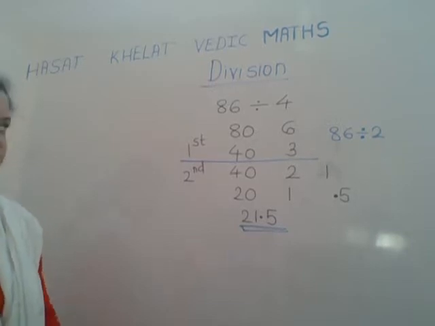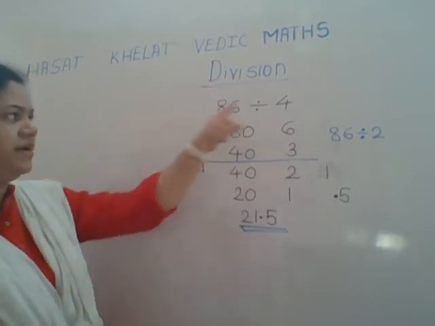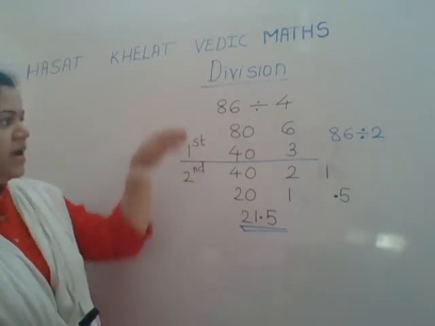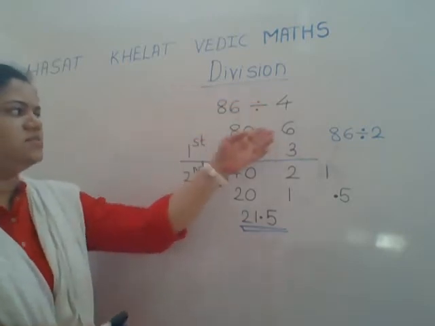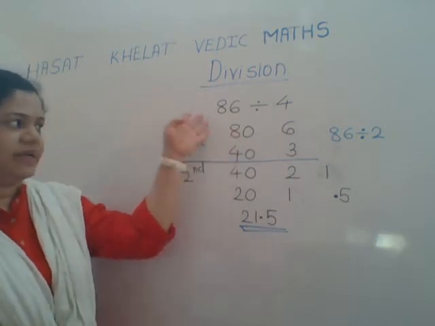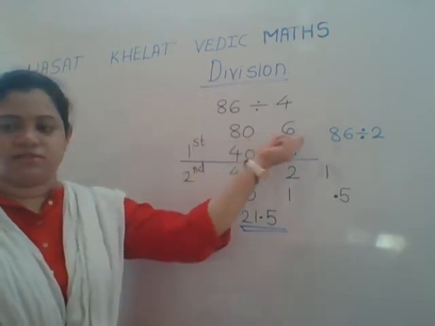Okay, I'll repeat again. What I did, 86 divided by 4. I wrote 86 as 80 and 6. 80 plus 6 gives us 86. That is why I wrote 80 and 6.